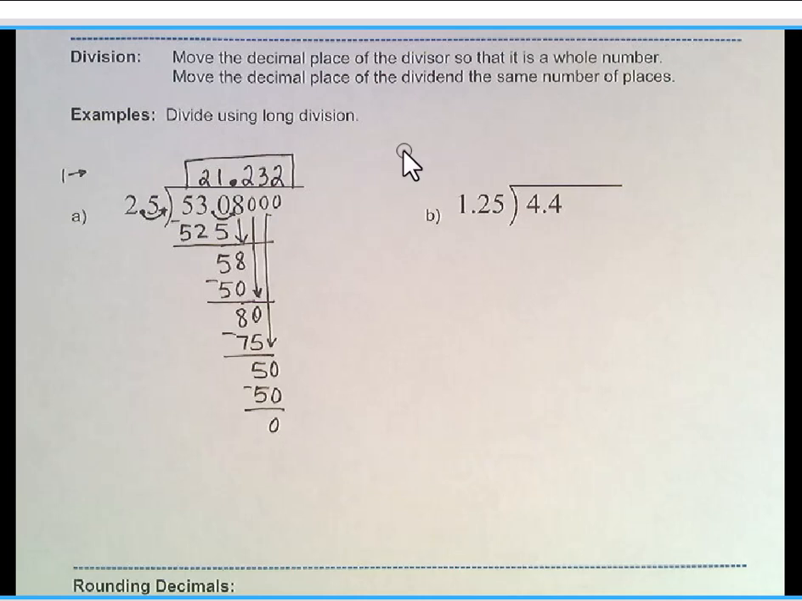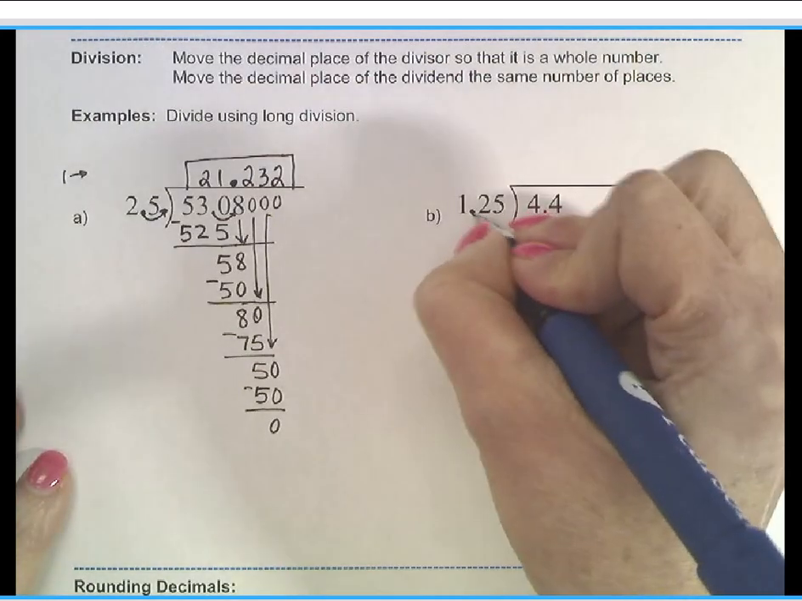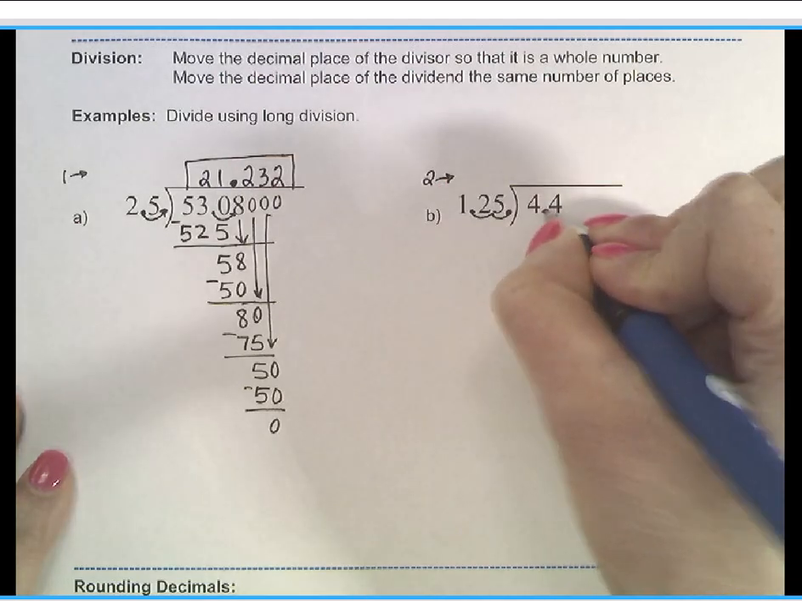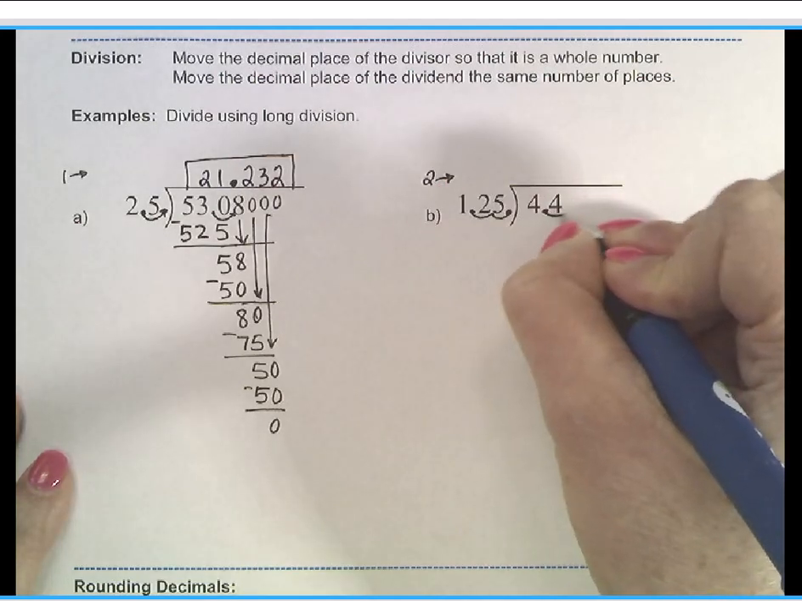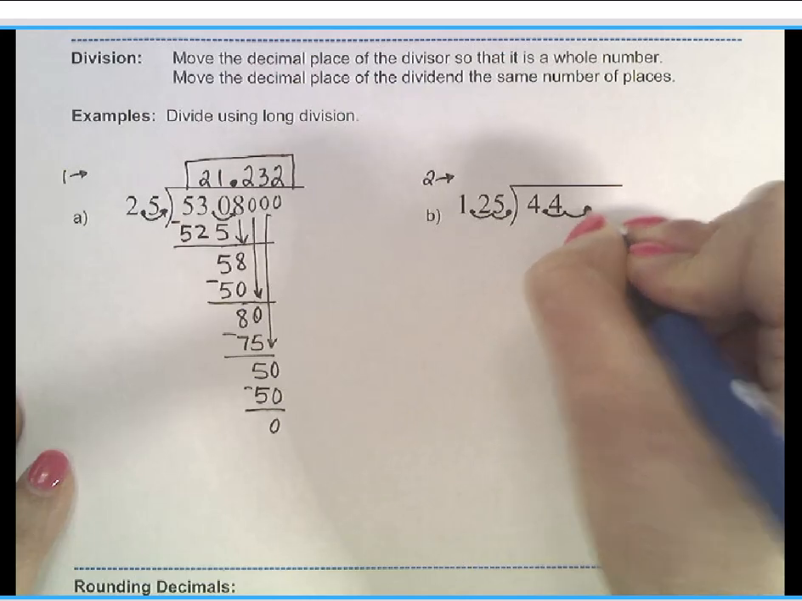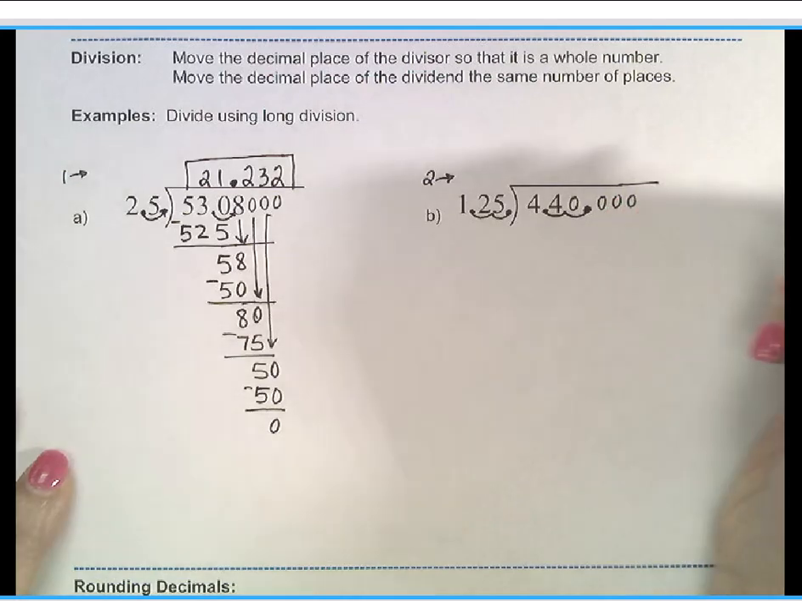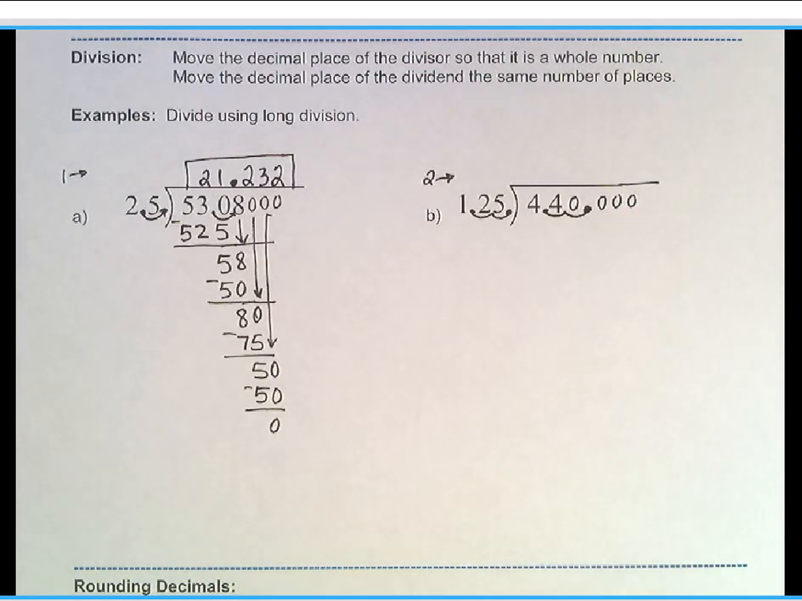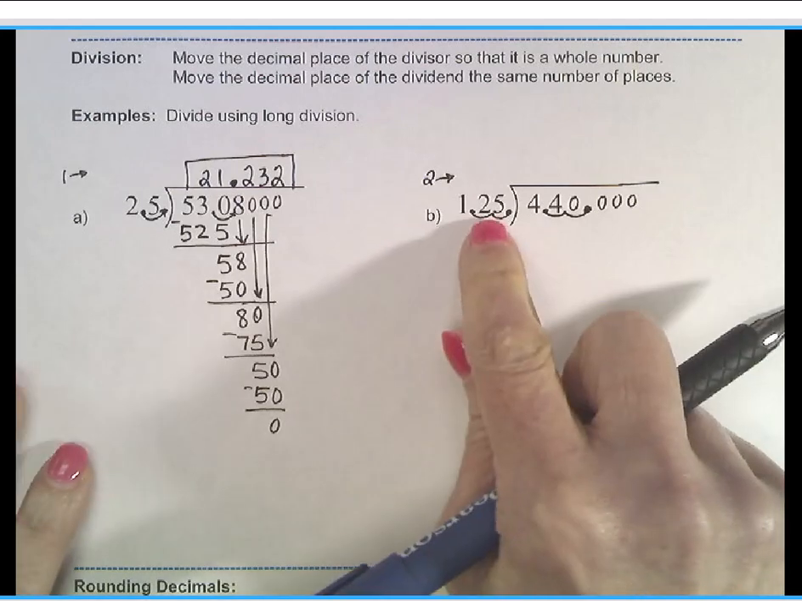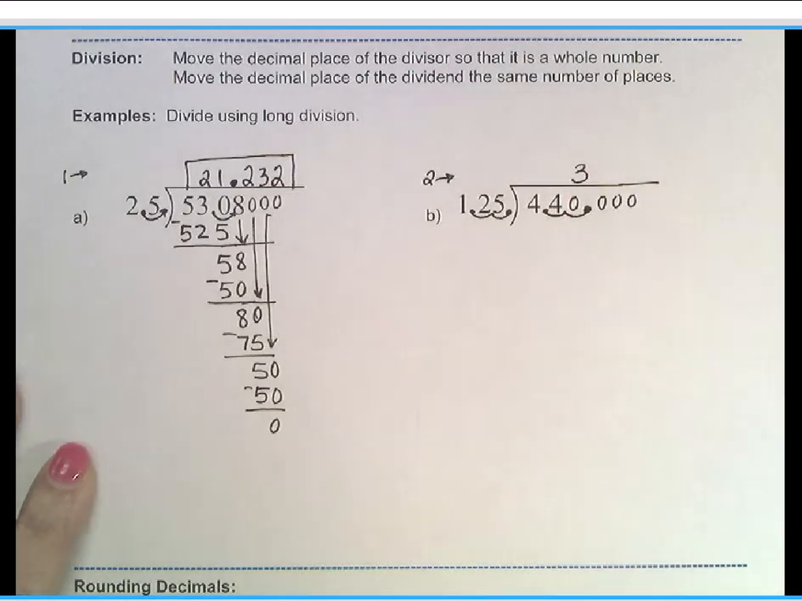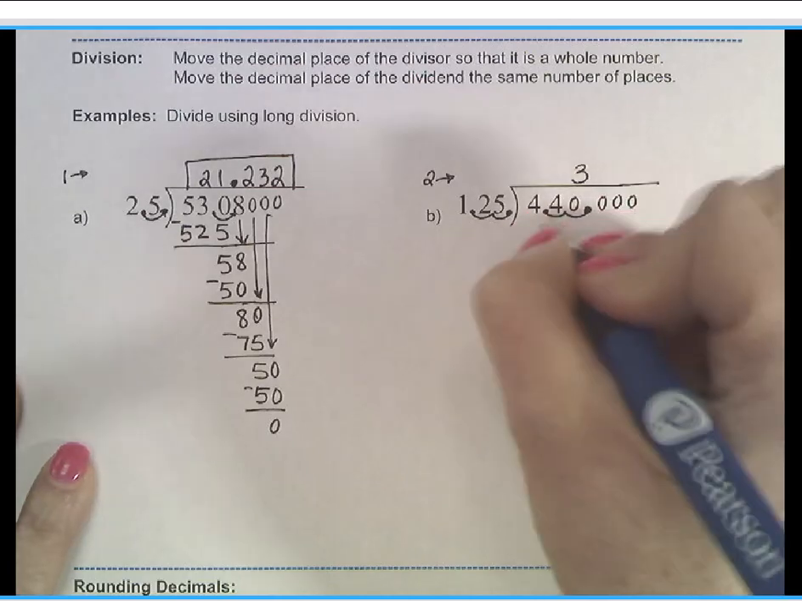So for 1.25 divided into 4.4, we'd have to move the decimal over 2 places. So we have to move it 2 places on this dividend as well. If I move it 2 places, I have to fill in with a 0. And then again, you can fill in with more zeros there at the end if you want to. So 125, if you divide that into 440, it'll go in there 3 times, I believe. Let's see, I'm going to double check that. 125 times 3. Yep, 375.